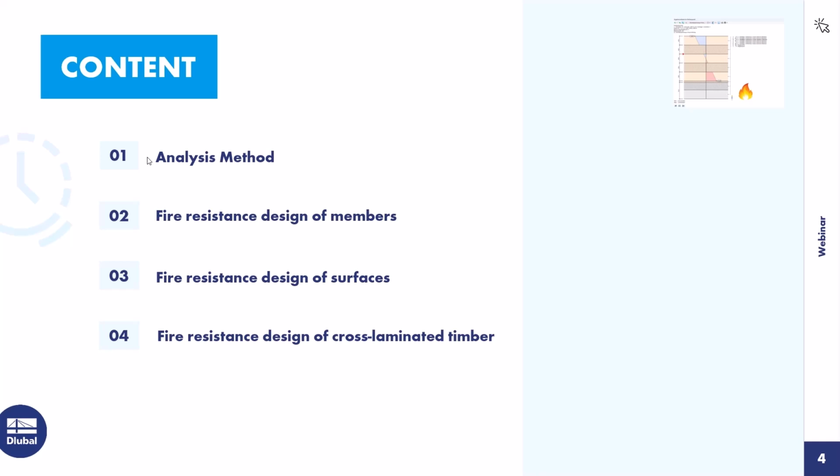So we start with theory, then we switch over into the program, we check a few members, we check the design of surfaces, and at the end we will design cross-laminated timber for fire design.